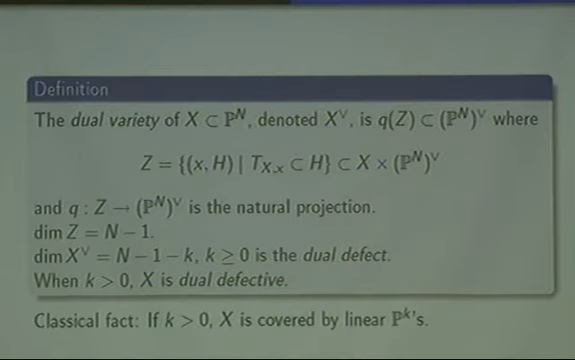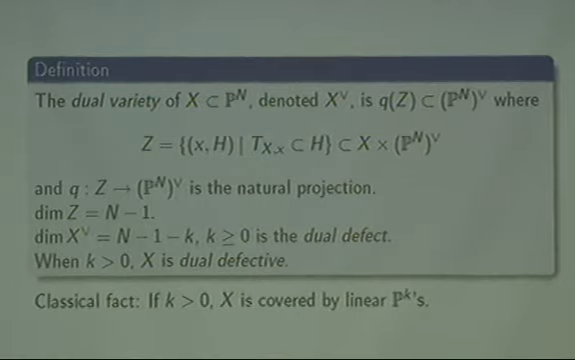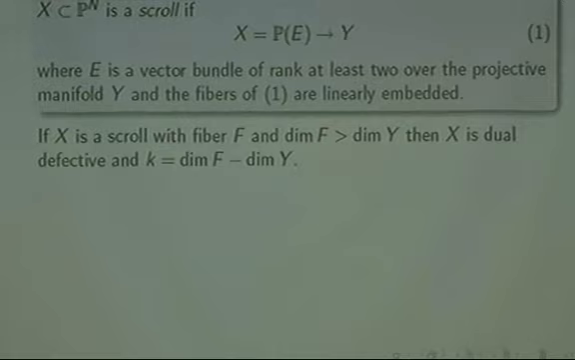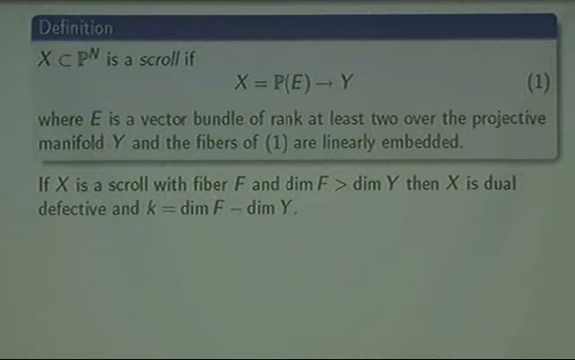A classical fact tells us that when a variety is dual defective, it is covered by linear spaces. In particular, it is covered by lines. Now, a scroll is what everybody knows, and if X is a scroll such that the dimension of the fiber is strictly bigger than the dimension of the base, then X is dual defective and the defect is the difference.